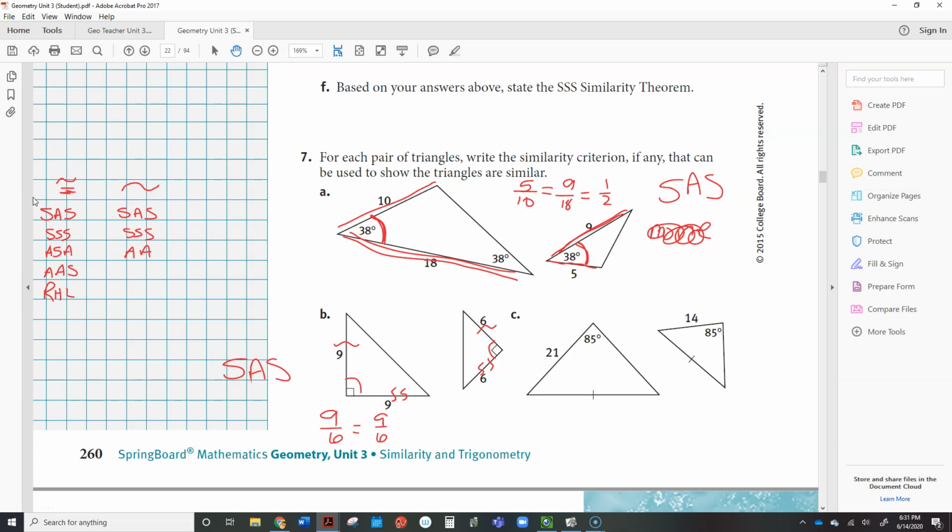And this one, all we have is that this side is congruent to that side. But this side is not congruent to that side. So that means that these two are not proportional. These two sides are congruent, so that would mean that their scale factor is 1. These two sides are not congruent, so that means these two sides have a different scale factor. Therefore, they are not similar.